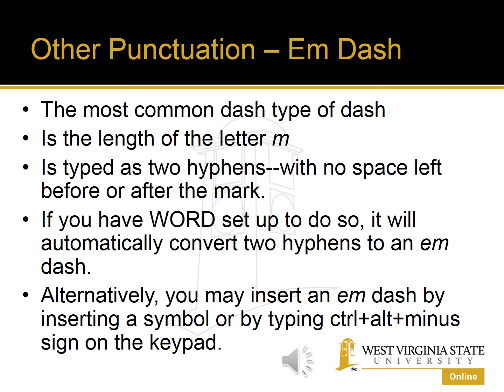So if you want Word to automatically insert the M dash, then just type two hyphens and then start typing your next word, and Word will automatically convert that. Alternatively, you can insert an M dash by using the insert symbol or by typing Control plus Alt plus the minus sign on the keypad.